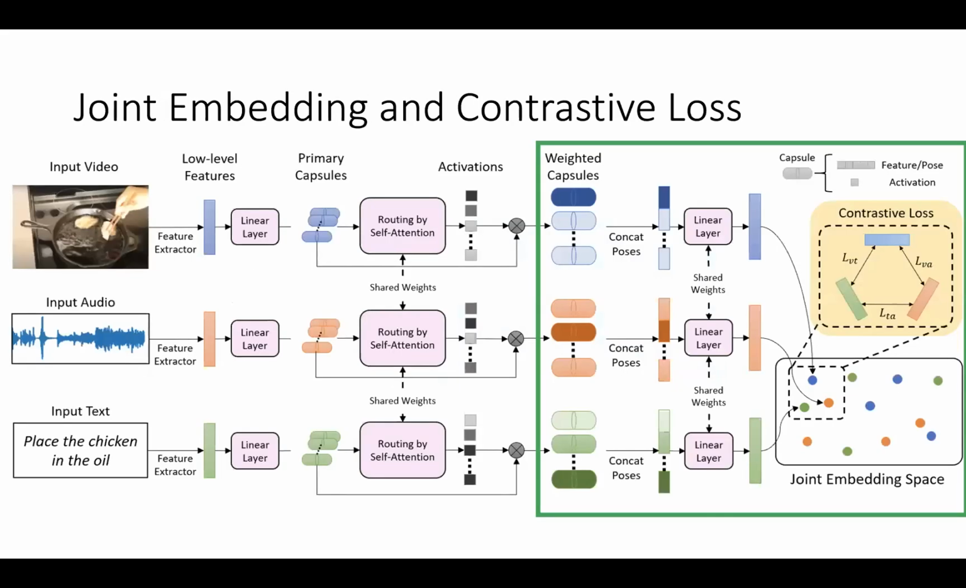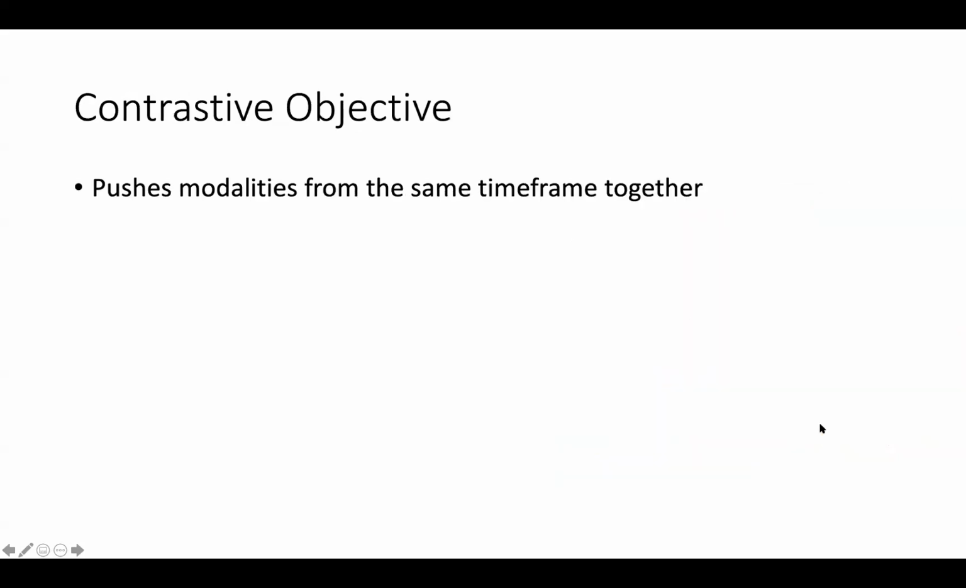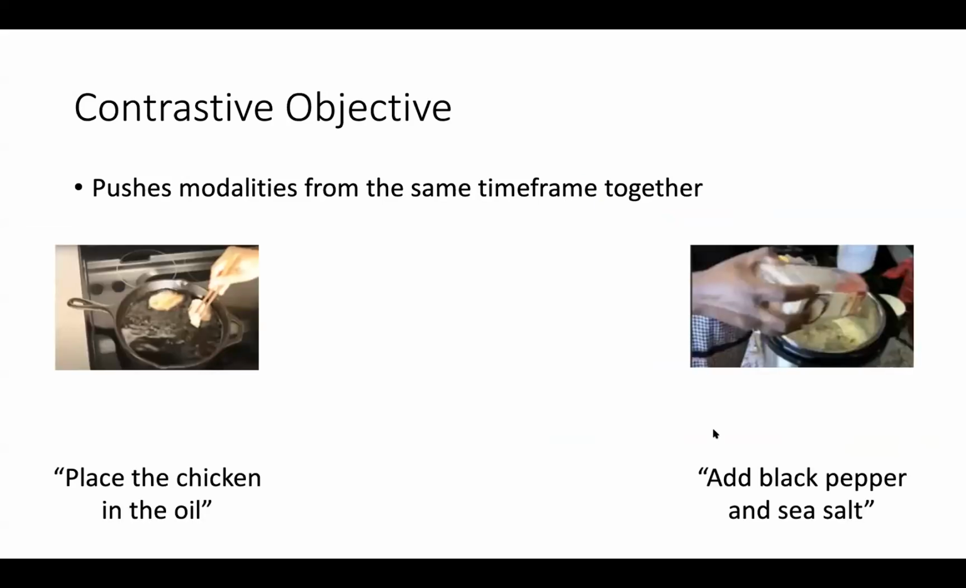Once we have these output capsules, we generate our joint embeddings. This is done by getting the poses of the capsules and passing them through a linear layer. Then these final output embeddings are trained using a contrastive loss, which I'll describe now. The contrastive objective attempts to push modalities from the same time frame together. So I'll show an example here.